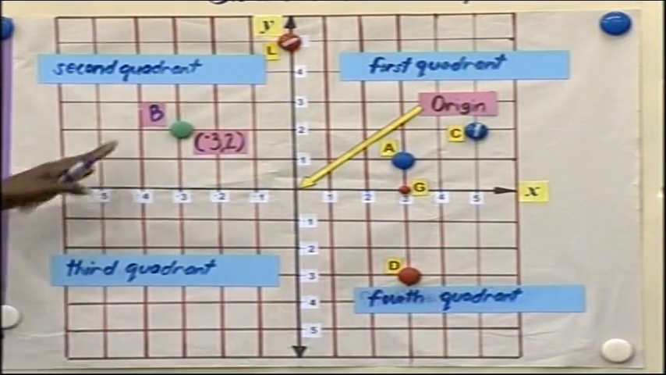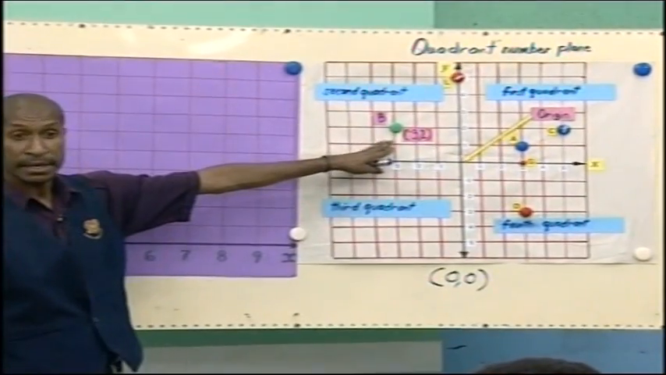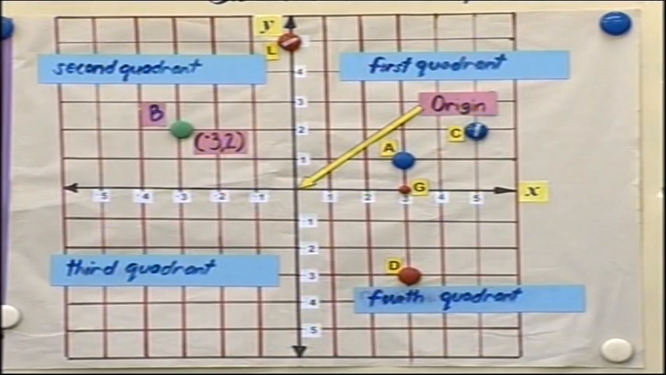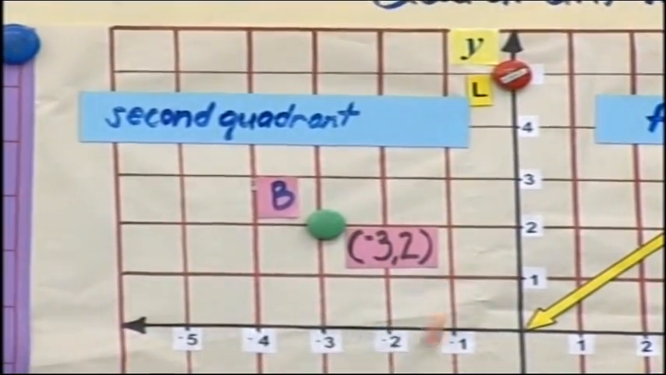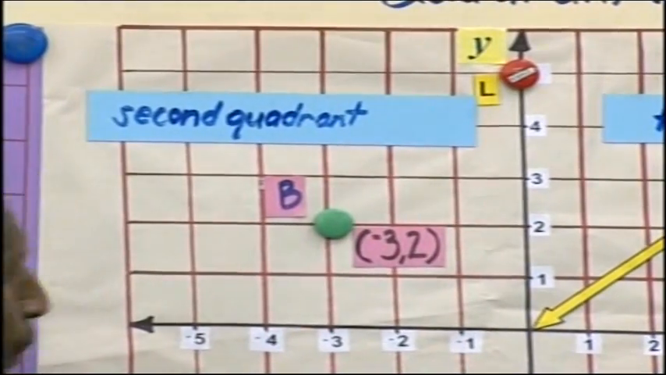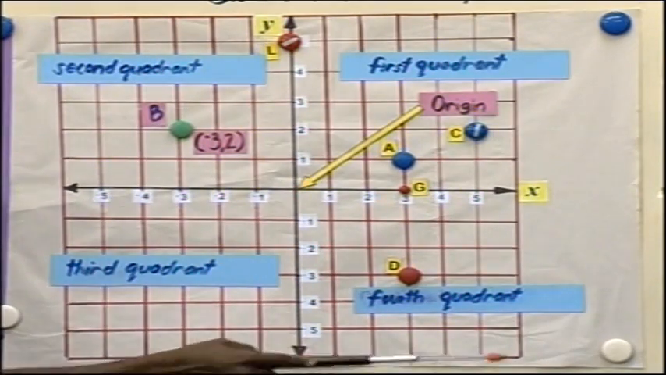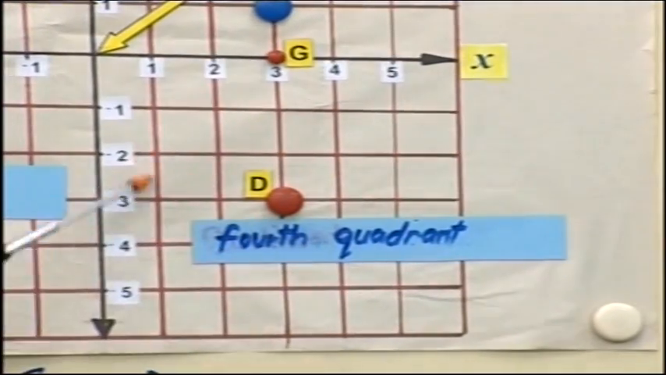Now, let us go back to our point B here. What quadrant is point B in? First, second, third? Okay, you can see that the location of point B is in second quadrant. What is the location of point D? Fourth quadrant. As you can see from this number plane here, it is located in this fourth quadrant area.